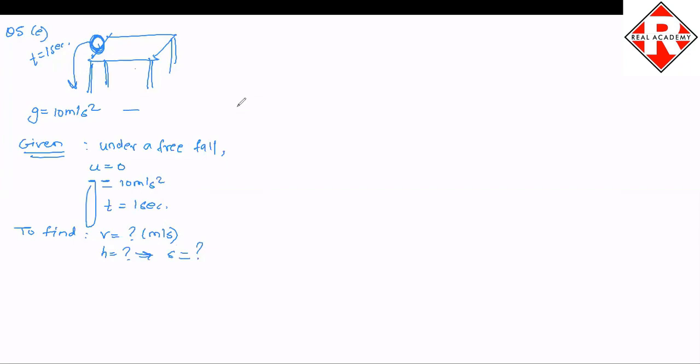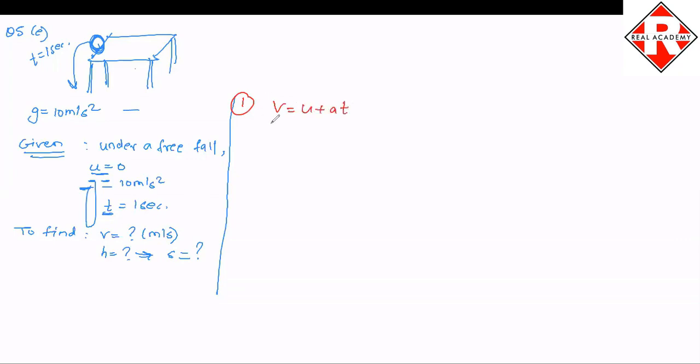Okay. So now, how do we find it? What values do we have? We have g, we have t, and then v and s are to be found. So we'll be using one of the kinematical equations. The first kinematical equation that we can use is v equals u plus at.